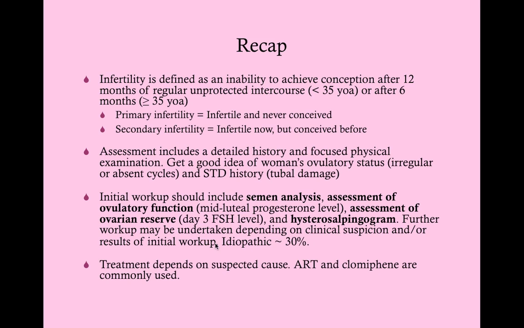Further workup may be undertaken, things like getting TSH and prolactin, depending on clinical suspicion or the results of initial workup. Certainly, if she's got PCOS signs, you want to do a sonogram of her ovaries. Bear in mind that in 30% of infertile couples, you won't be able to find a cause. In that case, if they're idiopathic, the best way to go about it is to try ovarian stimulation with clomiphene. Treatment depends on suspected cause. Assisted reproductive technology and clomiphene are very commonly used.